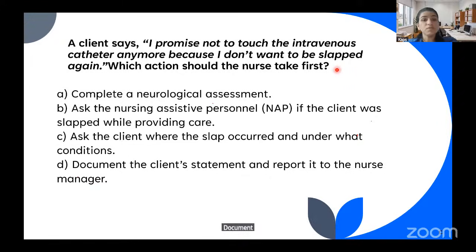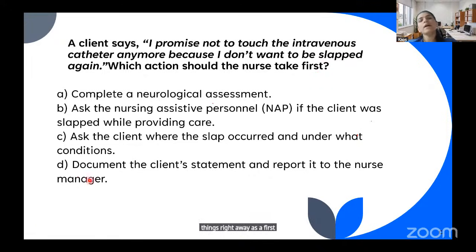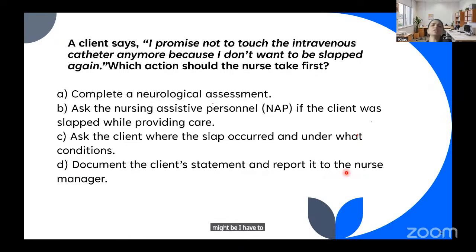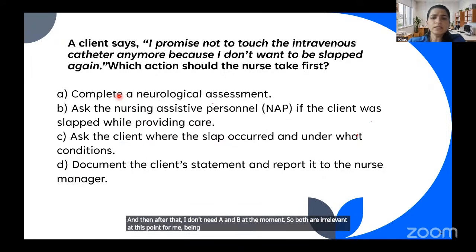Documentation never comes first. You do something first, unless everything is normal in the question, then you might document it. But this is not about something normal that I have to document right away as a first answer. That can wait. So I'll go for C, then I will go for D. Why D? Because it also covers reporting to the nursing manager and I will document it. Maybe I have to fill out the nursing incident report also at the same time. And then I don't need A and B at the moment. Both are irrelevant at this point for me as a nurse.